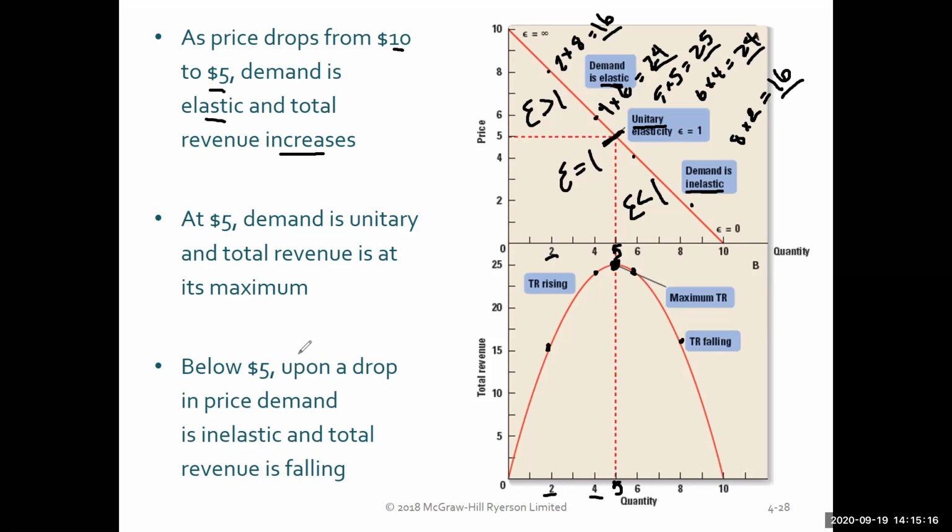Below, demand is inelastic and total revenue is falling. And we did that as well on this side of things. And then right at $5, demand is 1 or unitary elastic and total revenue is at its maximum. So ideally, we would love to get to the point of elasticity equaling 1 because that's where we'd be making total revenue at a maximum.